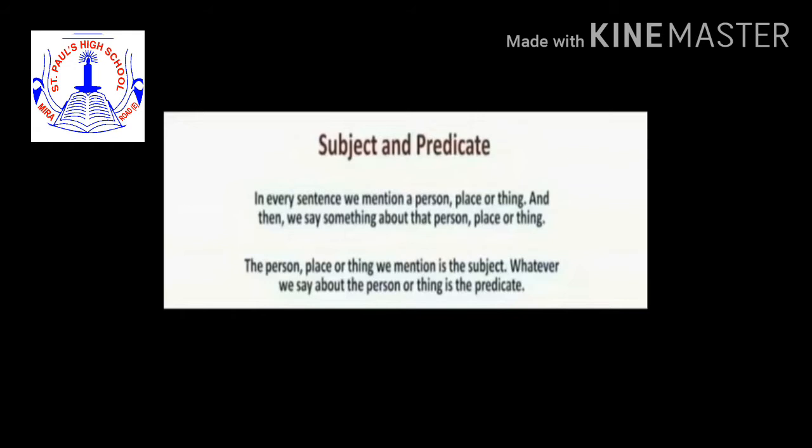In every sentence we mention a person, place or thing, and then we say something about that person, place or thing. The person, place or thing we mention is the subject. Whatever we say about the person or thing is the predicate.